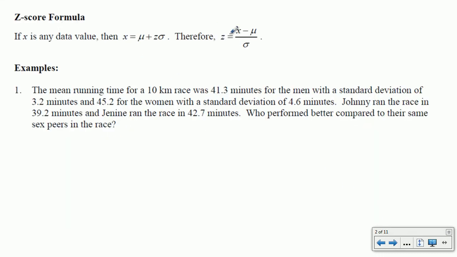So here's a Z score formula. If x is any data value, then x equals mu plus z sigma. So z is the Z score, x is the actual data point, mu is the mean, and sigma is the standard deviation. So you should hopefully notice that you can get from here to there by doing a little bit of algebra. If you subtract mu from both sides of this equation, you get x minus mu equals z sigma, and then if you divide both sides by sigma, you get to that formula.